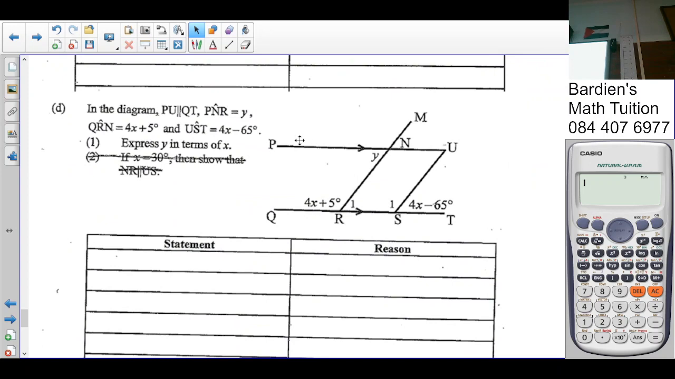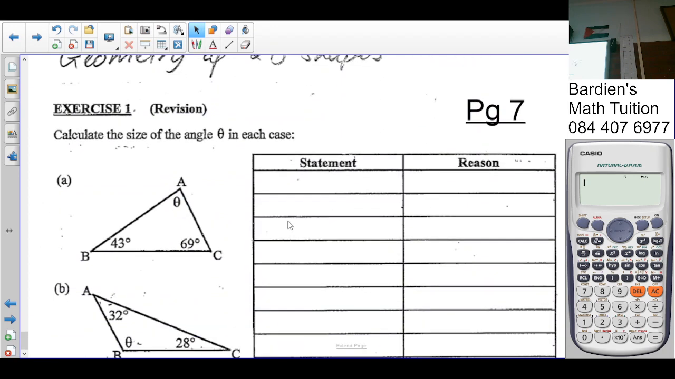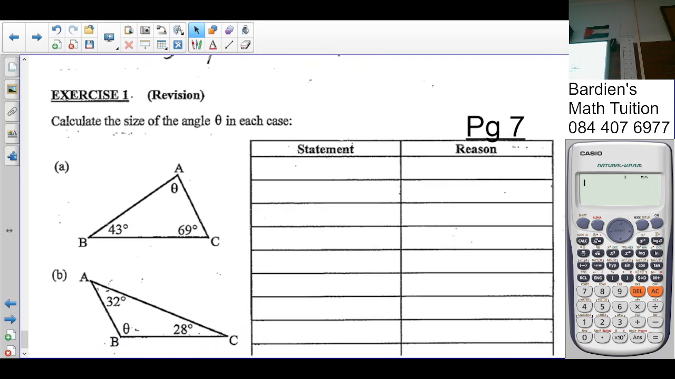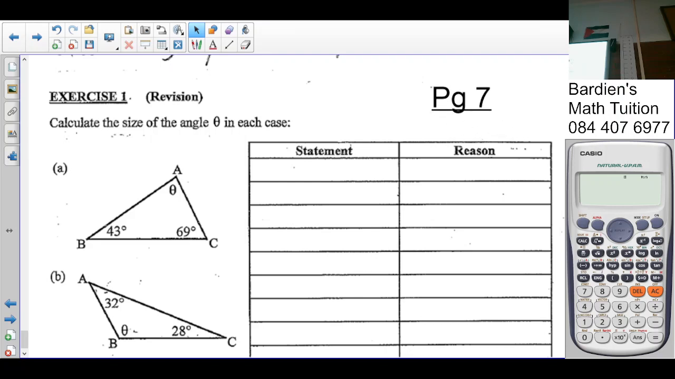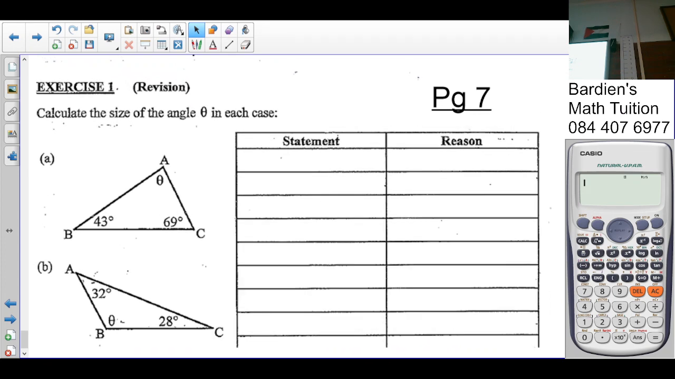So I didn't ask you to do this one, eh? So we'll be doing this during our maths lesson. That will be our first question. Okay. Or if we have time at the end of this lesson, we can do it. So we're looking now at page 7. You had to do page 7 for homework, correct? Yes, sir. On page 7, exercise 1. The question says, calculate the size of angle theta in each case.